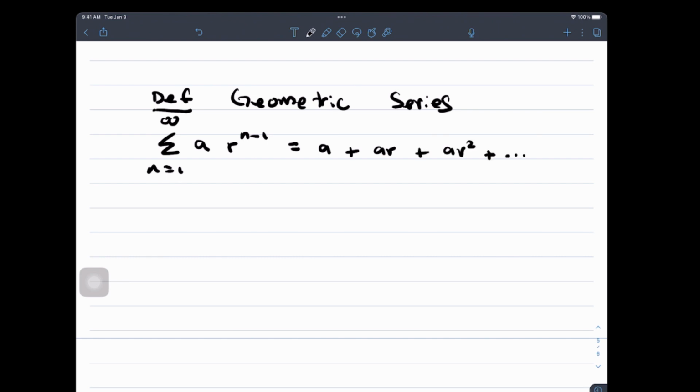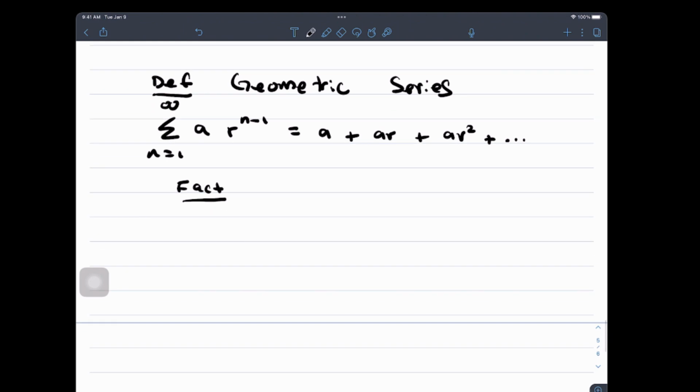...squared, and that goes on forever. So one of the first series that you study is called the geometric series. That's the definition. Okay? So here's what I'm going to give you. Here's a fact, and this is what we're going to show about geometric series. Okay, here's a big fact.